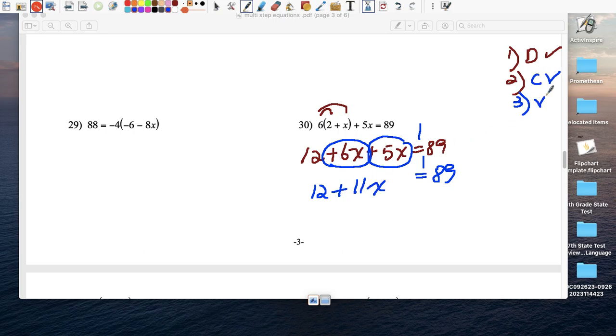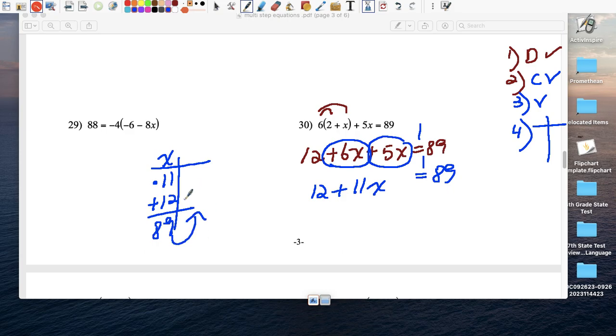3. Is there a variable on the left side? Yes. Is there a variable on the right side? No. So I don't have to worry about getting rid of one of them. So step 3 is gone. Step 4, a little guide here that I'm going to do. What's my variable? x is being multiplied by 11 and then plus 12. And that gives me 89.